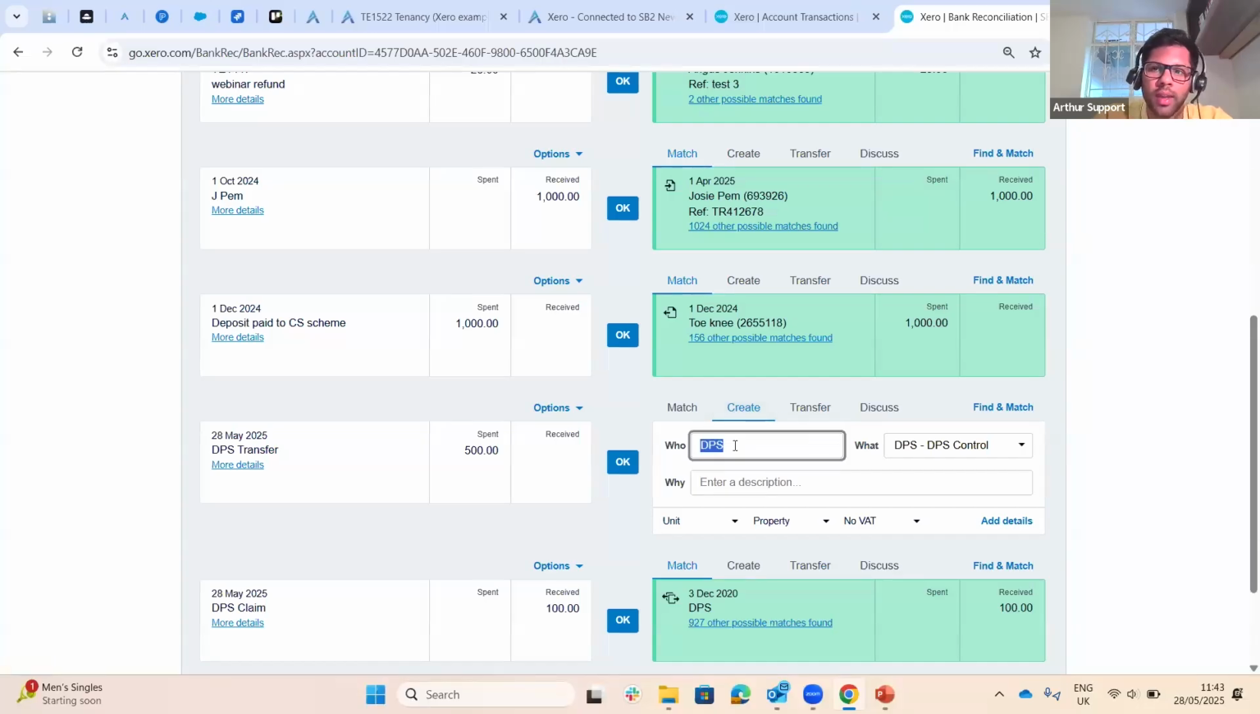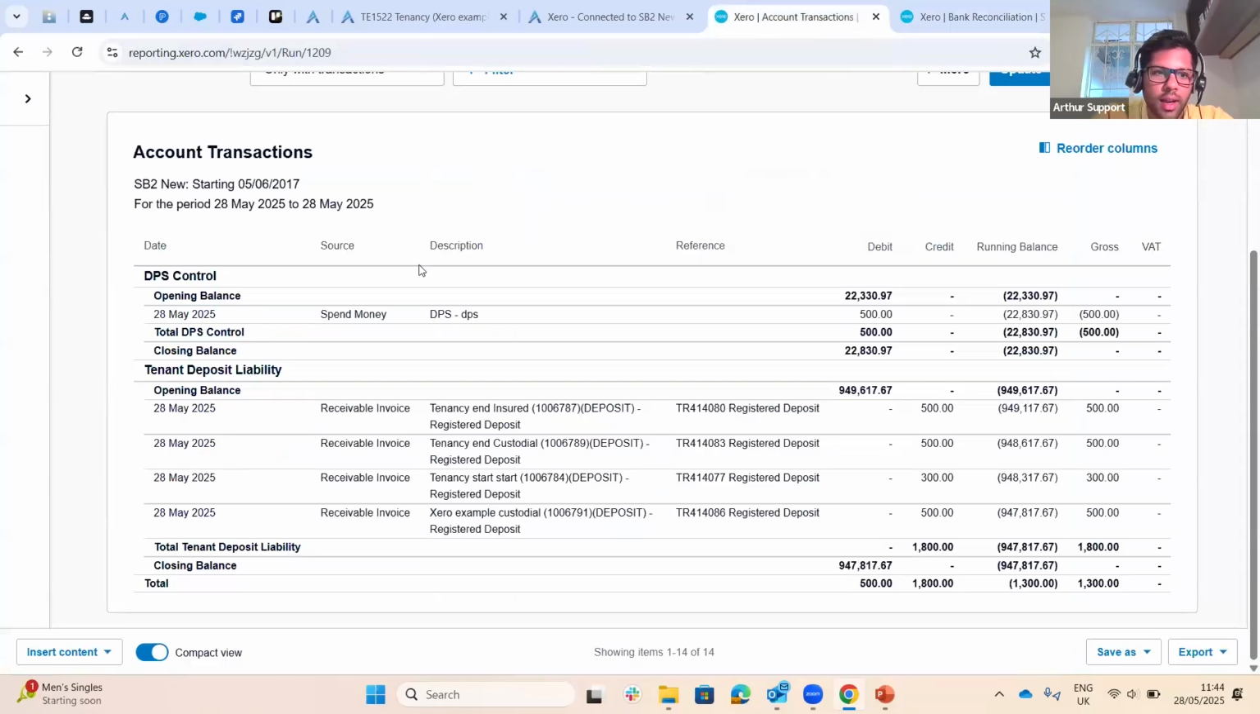The who is who you're paying. So you're paying the DPS that £500. And then here you would always use the DPS control account. This is another liability account that's set up if you're using the Xero integration. So with custodial deposits, there are two liability accounts set up on Xero. One is the tenant deposit liability account, and one is the DPS control account. Transactions are flowing in and out of both these liability accounts for custodial schemes.